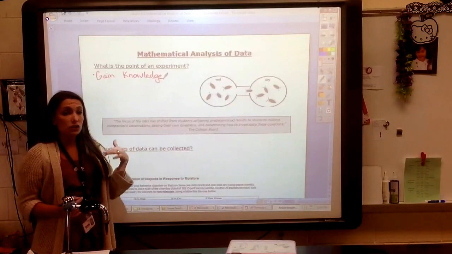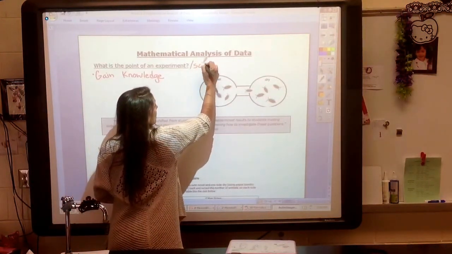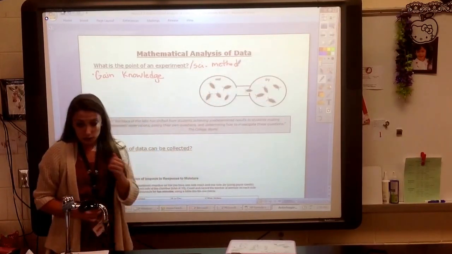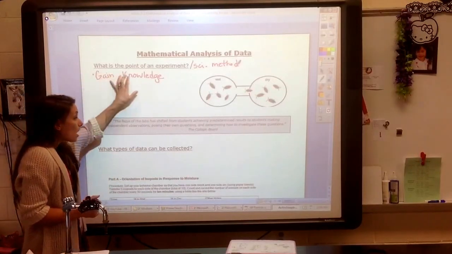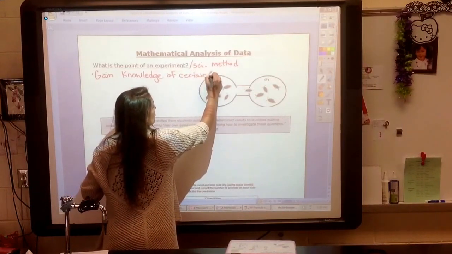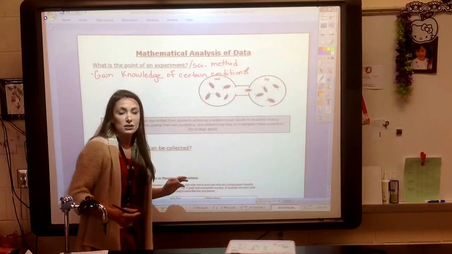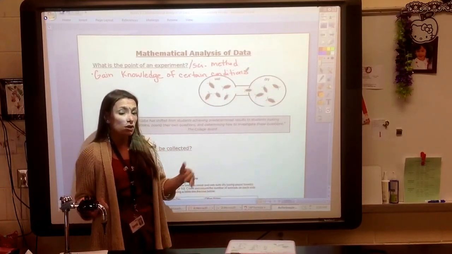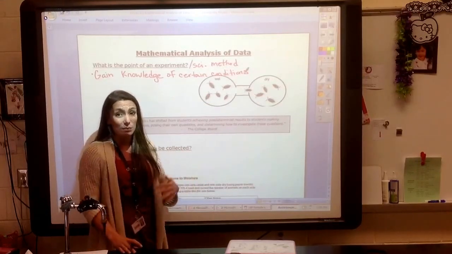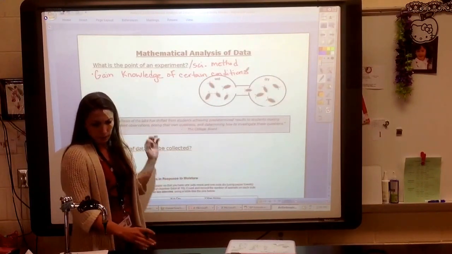We are trying to use a series of steps, a method, the scientific method, to gain knowledge of certain conditions. So when you think about what an experiment is, it is not making a paper mache volcano where you add vinegar to baking soda and it explodes. That is not an experiment. That is a demonstration. An experiment looks at different conditions.